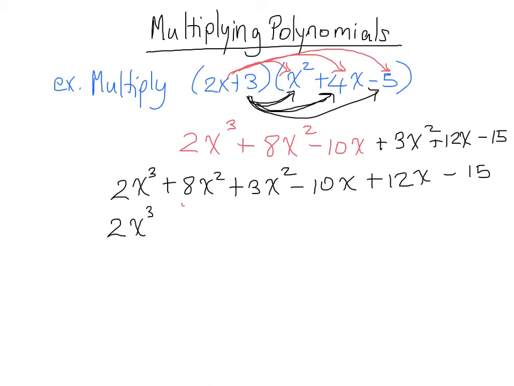And now we can join our x squares. That is plus 11x squared. 8 plus 3 is 11x squared. And we have negative 10x plus 12x, so here we have plus 2x minus 15. And we're done with this question.